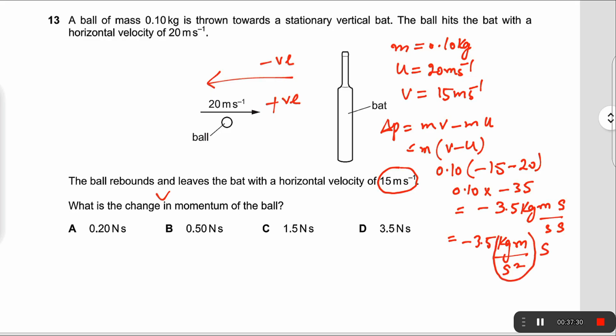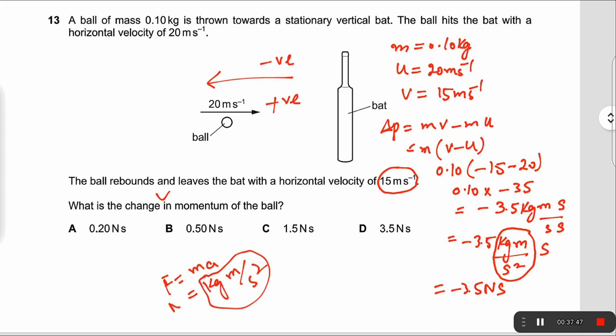This part of the unit is equal to how much? That is Newton second. You know that F is equal to ma, and m is kg, a is meter per second square. So kg meter per second square is actually Newton. I hope 3.5 Newton second is the correct option. This is the correct option.